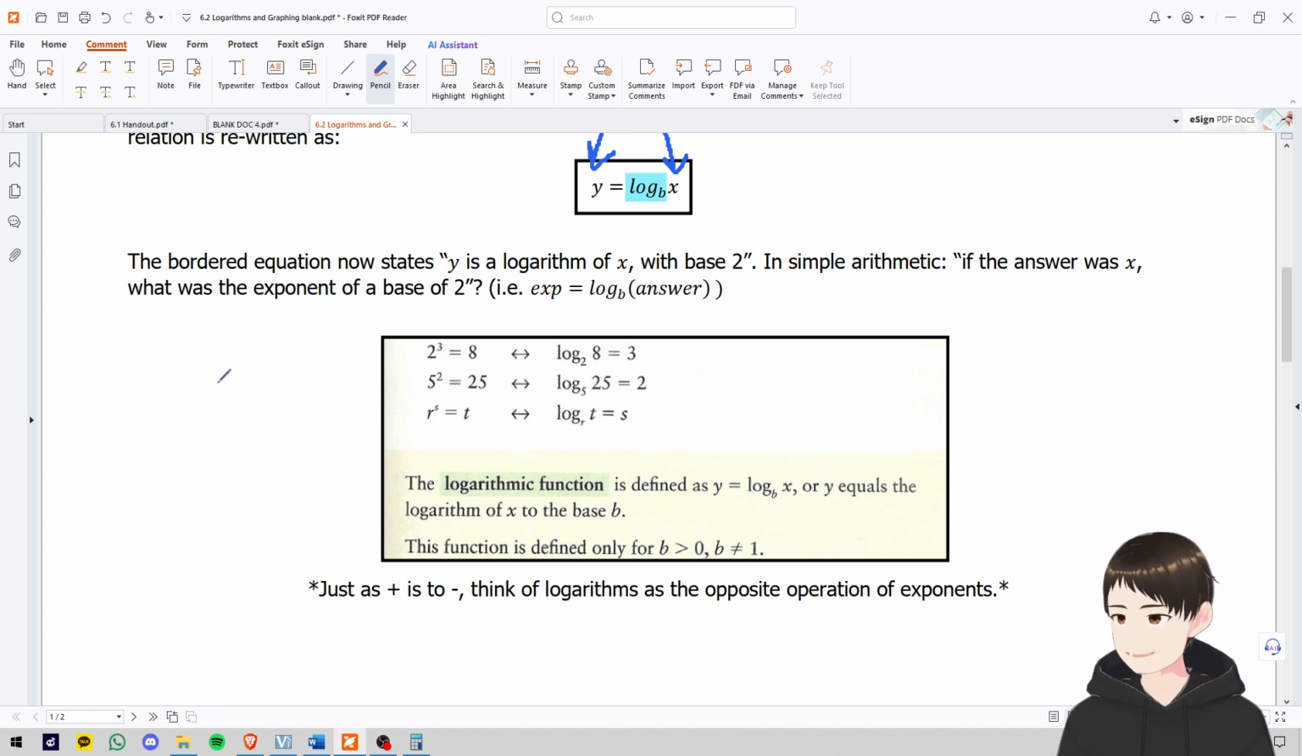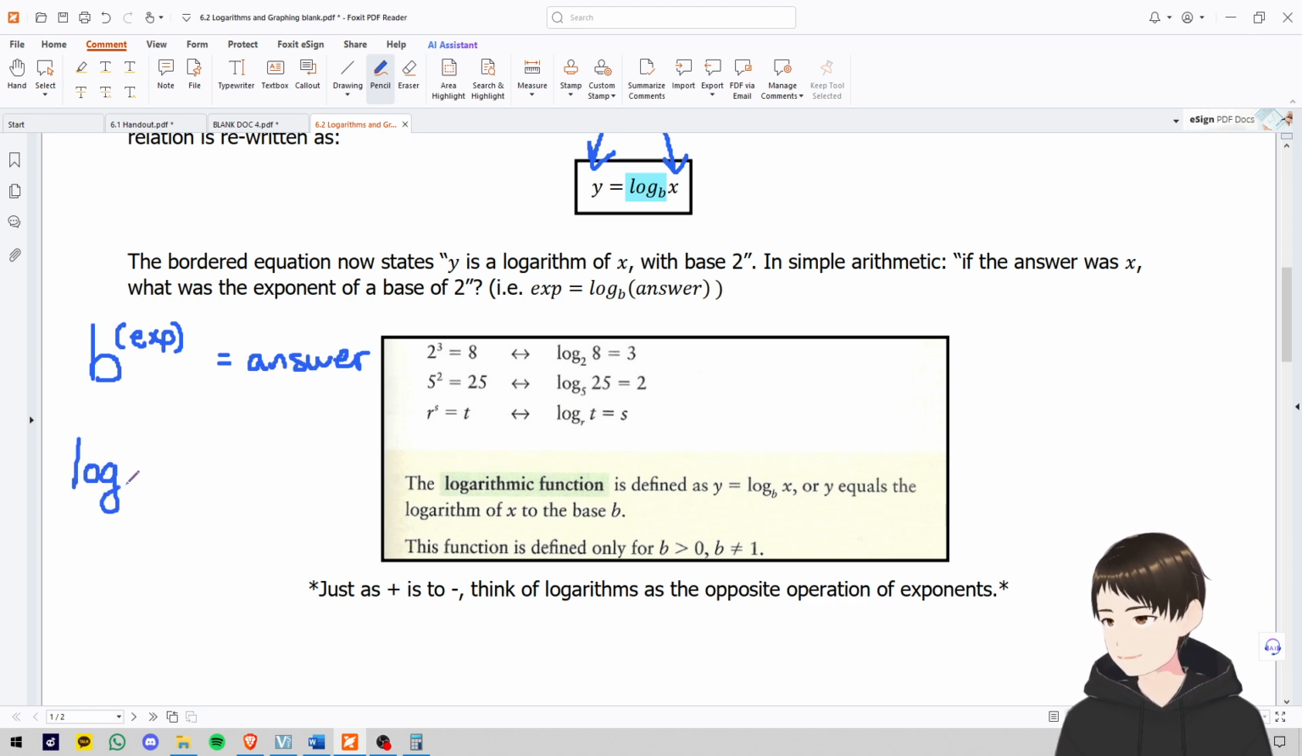Let me try to explain. Okay, so some base to the exponent gives us the answer. By inversing, this is what it is. Log, using the same base, if you're given the answer, what was the exponent? That's what we're doing here.